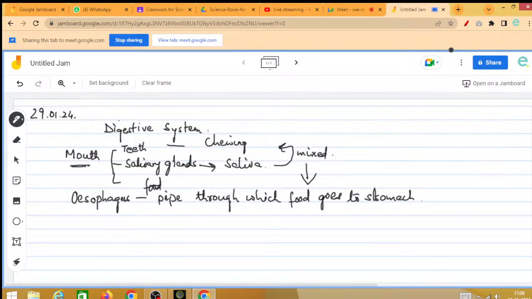How does the food move? Using peristaltic movements. Yes, miss. Miss, you can switch on my camera. I will show you.